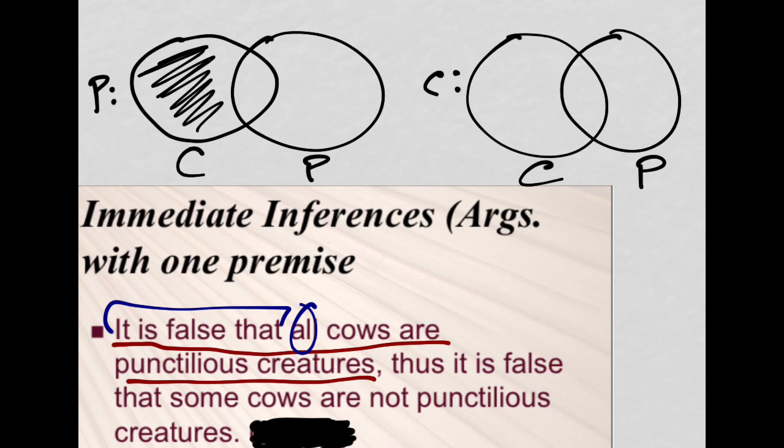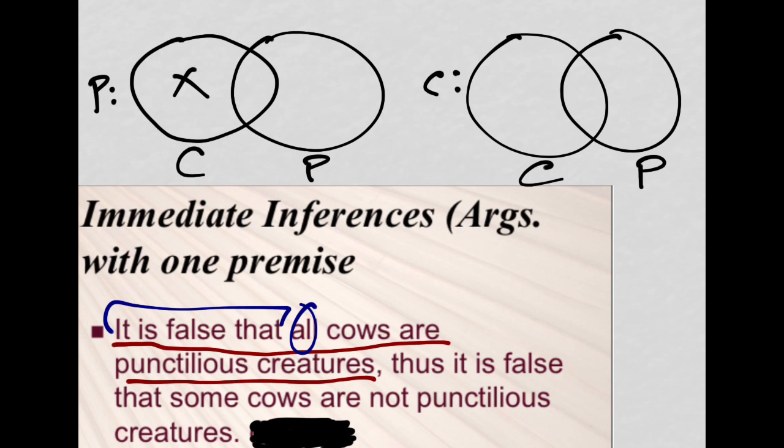Okay. Now, I said "it is false that." We need to set that aside and not worry about it. That's not forever, of course. It doesn't go away. We need to account for this idea that it is false that all cows are punctilious creatures. But the good news is it's very easy to account for this. So what you want to do is, if we're saying it's false, so this shading here, right, means that there's nothing in there. If it's false that there's nothing in that area, that, of course, means that there's something in that area. And so to account for the "it is false that," we're simply going to erase the shading and put an X there, because an X means there is something in there.